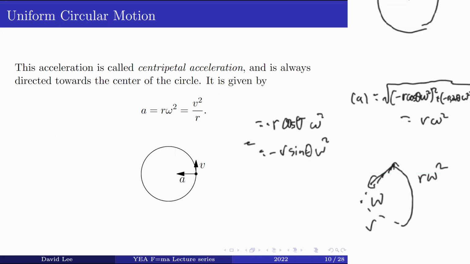So any object that is traveling in uniform circular motion must have this acceleration pointed towards the center of the circle. And we can write it as a equals r omega squared, or if we substitute in omega equals v over r, we'll get that a is also v squared over r.